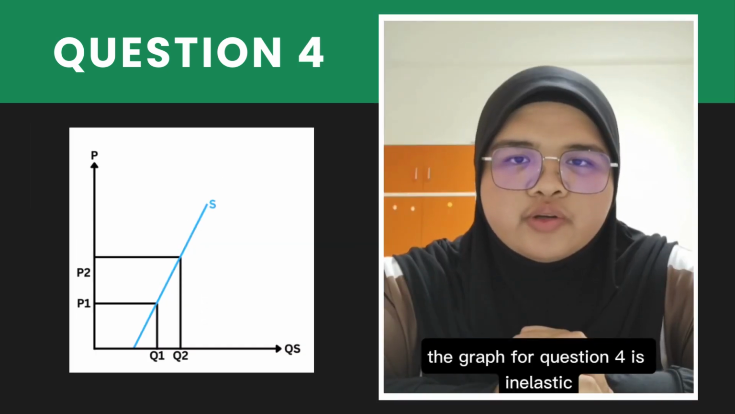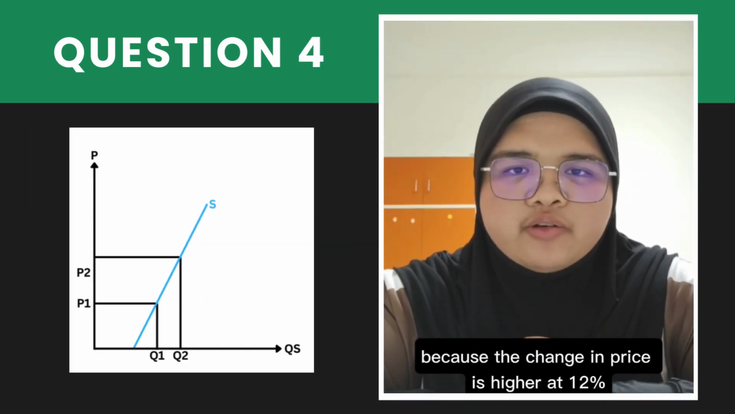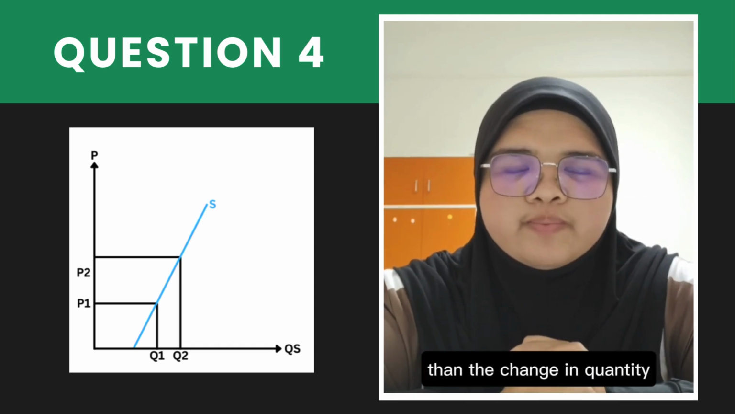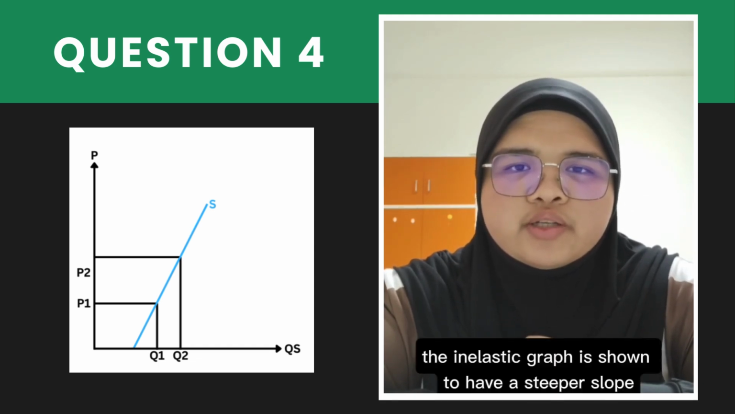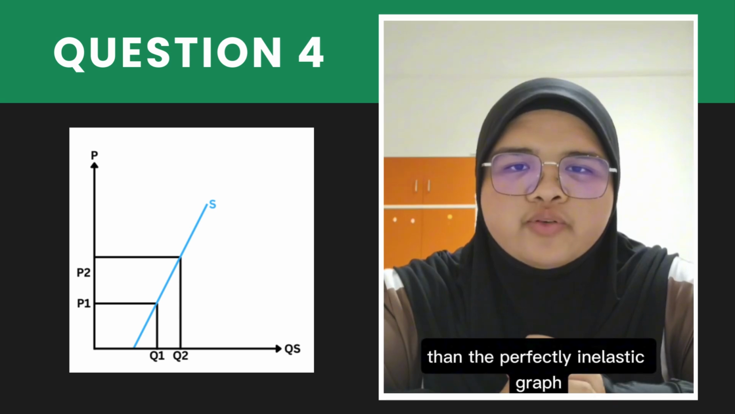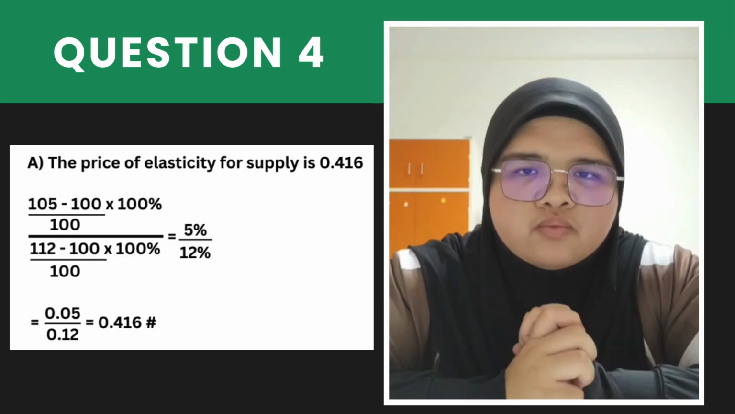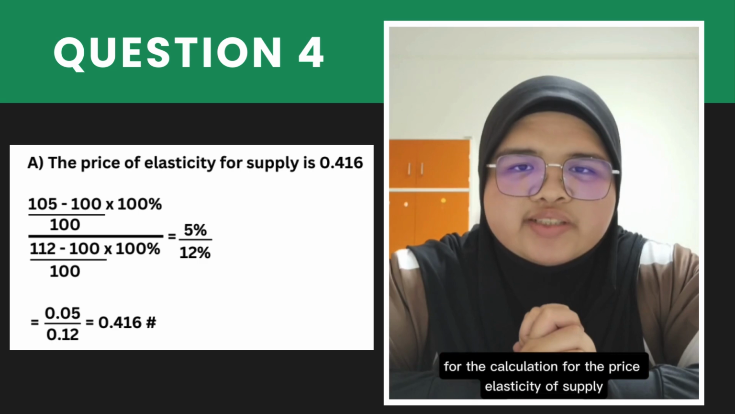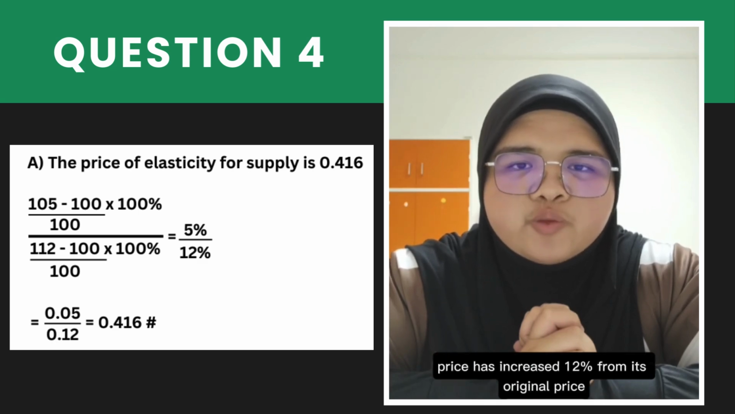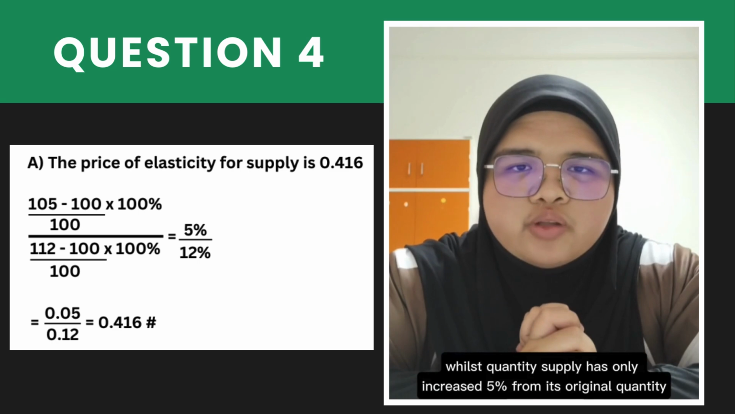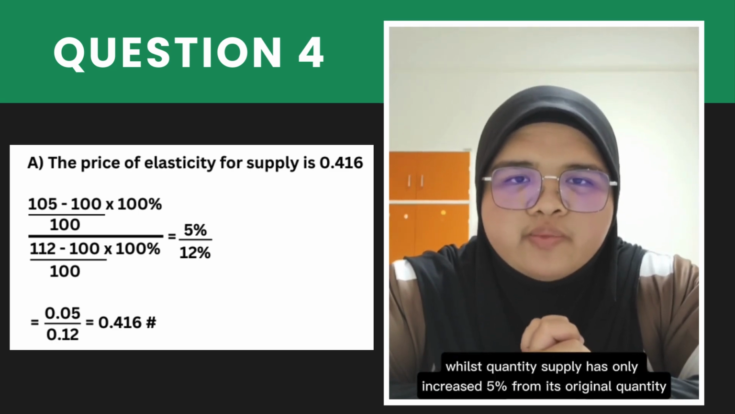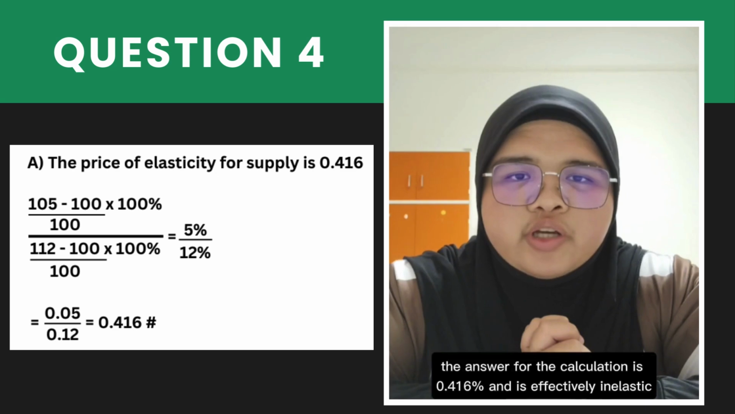The graph for question 4 is inelastic because the change in price is higher at 12% than the change in quantity supplied at only 5%. The inelastic graph is shown to have a steeper slope than the elastic graph, and the jump from P1 to P2 is much higher than the jump from Q1 to Q2. For the calculation of the price elasticity of supply, price has increased 12% from its original price, whilst quantity supplied has only increased 5% from its original quantity. The answer for the calculation is 0.416 and is effectively inelastic.